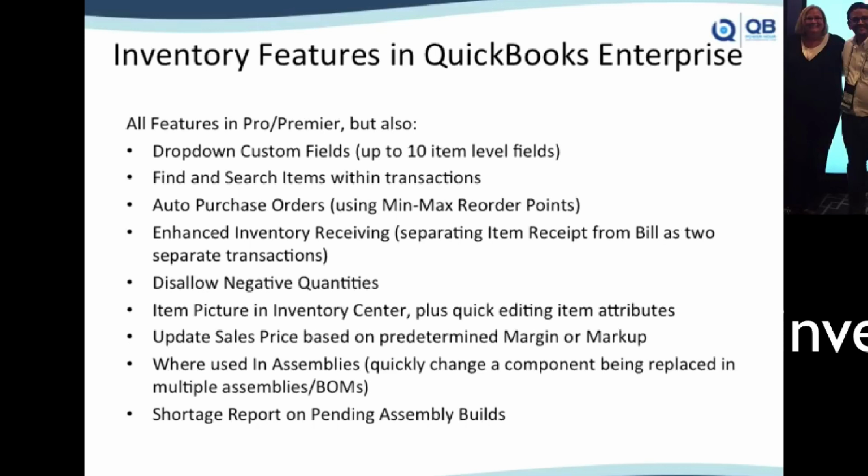Automatically purchase. So you can actually automatically create a PO based on minimum and maximum reorder points. You have the option of completely separating two separate accounting transactions between item receipt and bill. By the way, in Pro and Premier, an item receipt and a bill is actually the same transaction. It's just done in two steps. Whereas with enhanced inventory receiving, you can completely split it as if it was two completely separate transactions.